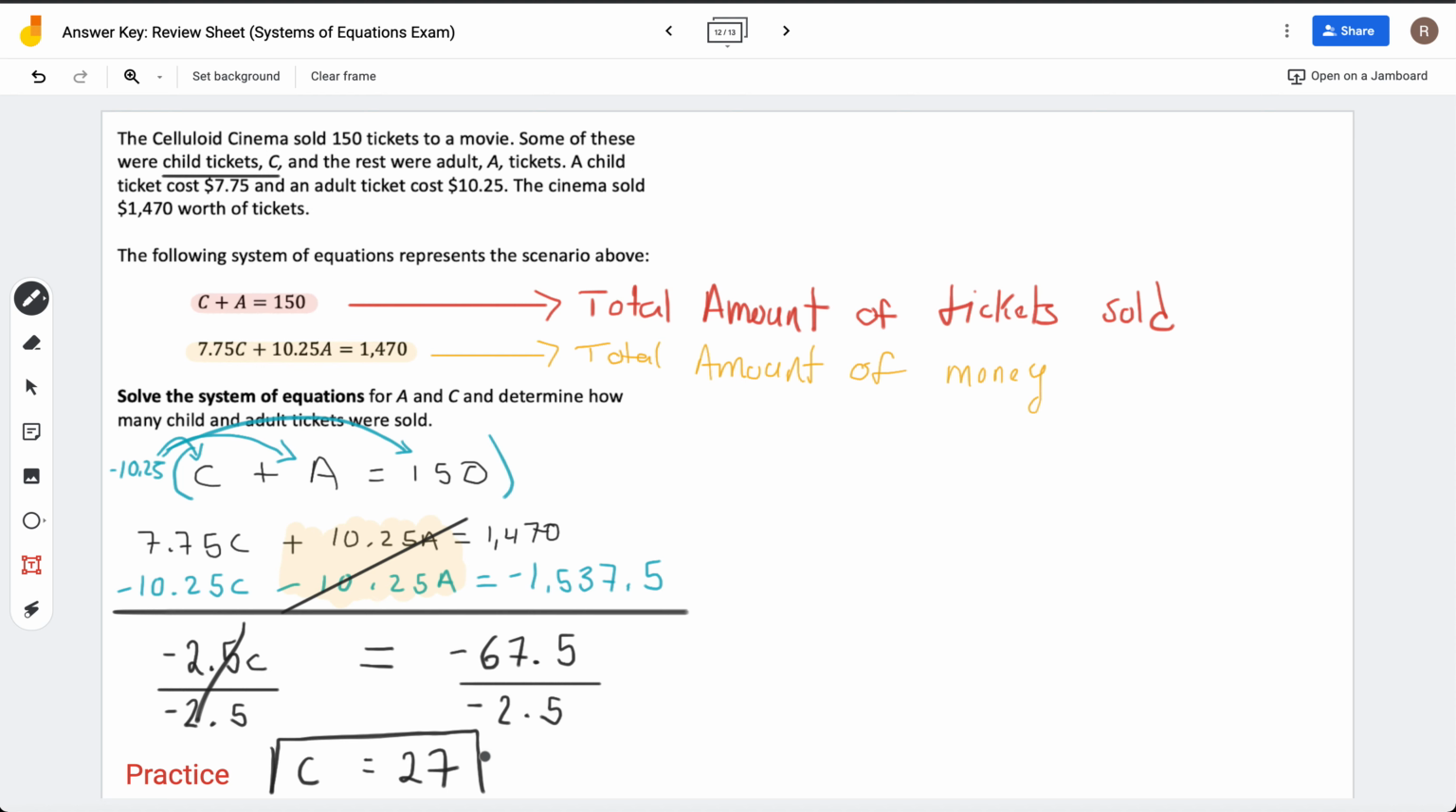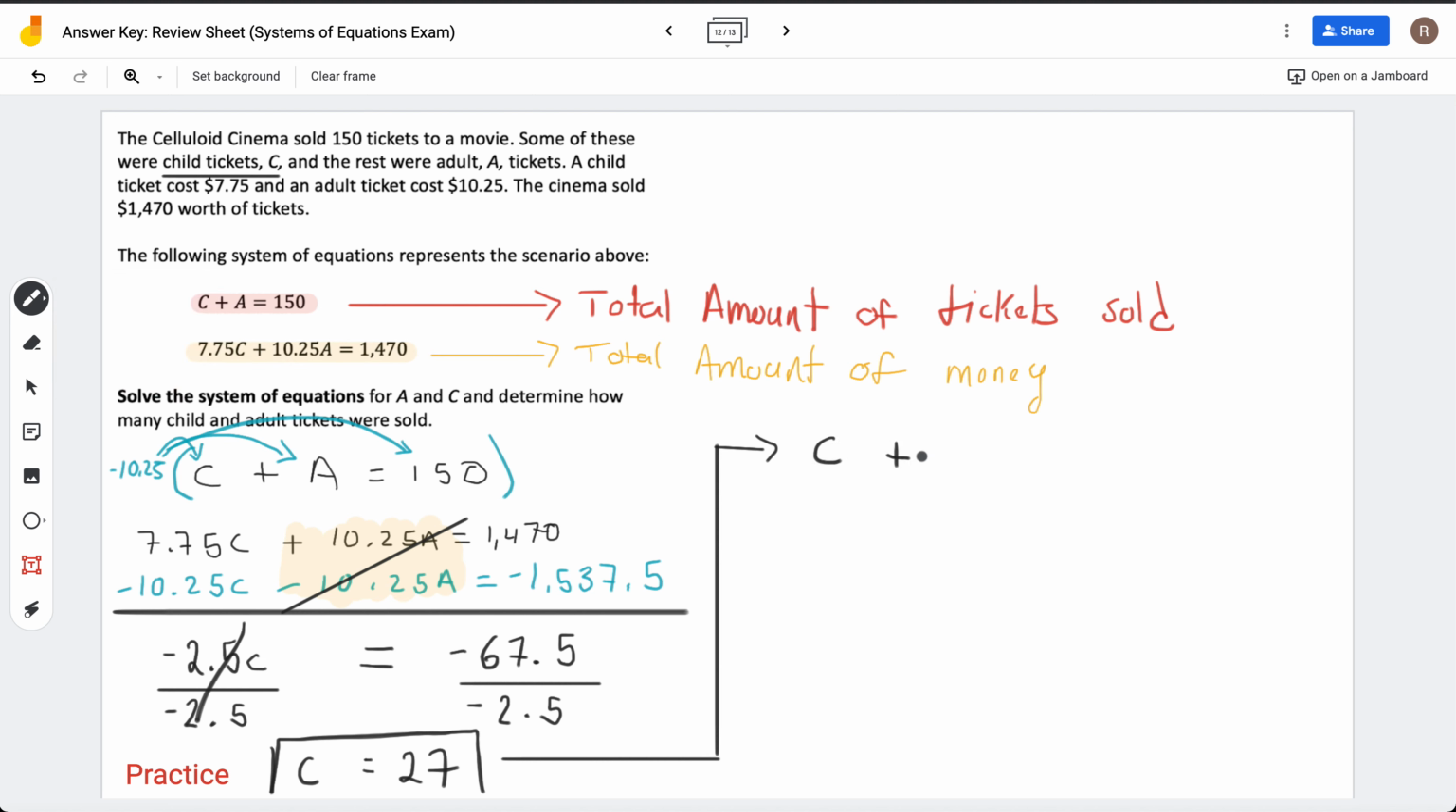So now we want to find A. We're going to take this value and plug it back into one of the original equations. Whenever I plug something back into an original equation, I want to pick the equation I think is easier to work with. I have two options here: C plus A is equal to 150, or 7.75C plus 10.25A is equal to 1,470. The equation C plus A equals 150 seems a lot easier than the one with the decimals and the higher numbers. So I'm going to use my first equation.